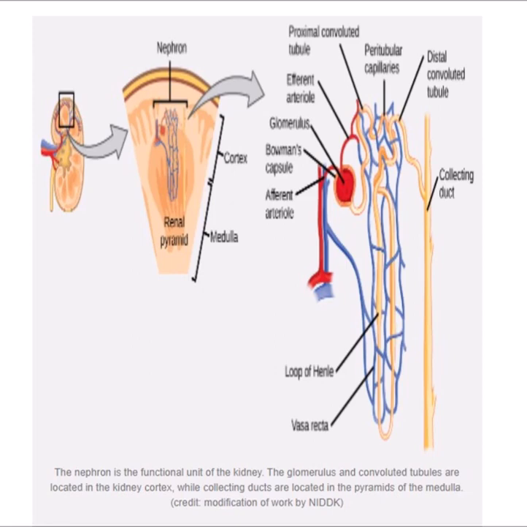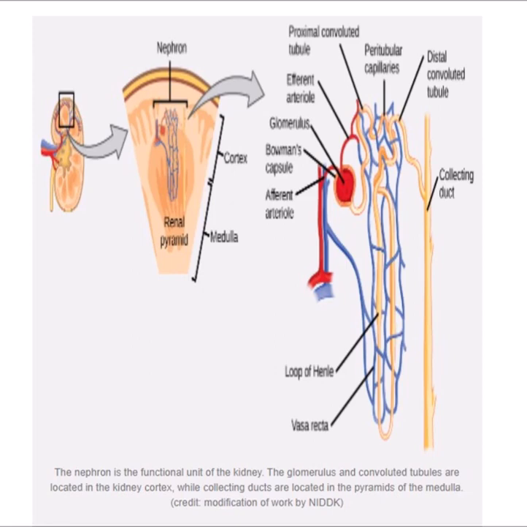A nephron consists of three parts: a renal corpuscle, a renal tubule, and the associated capillary network, which originates from the cortical radiate arteries. So all I'm saying so far is shown in this diagram here, showing the nephron as the functional unit of the kidney, and also showing the glomerulus and the convoluted tubules located in the kidney cortex, while collecting ducts are located in the pyramids of the medulla. So the nephron is shown, and other parts are also shown.